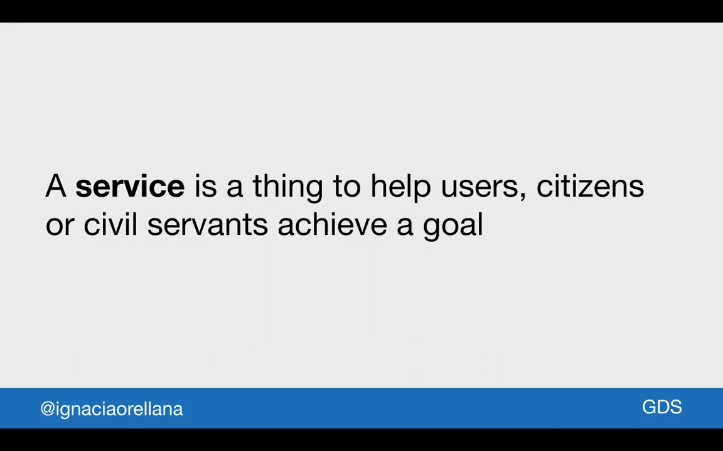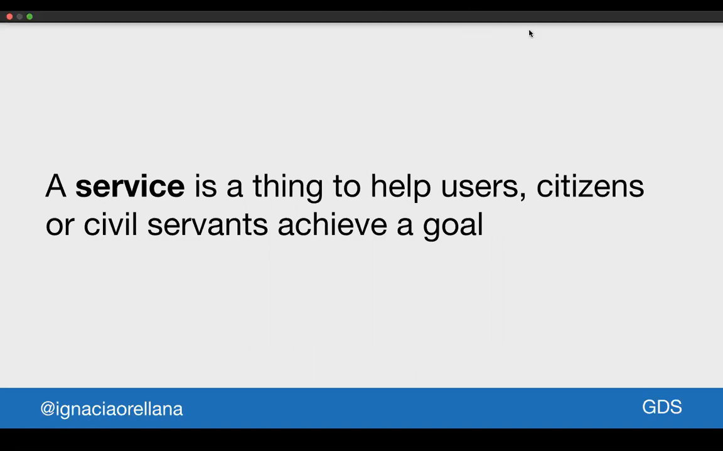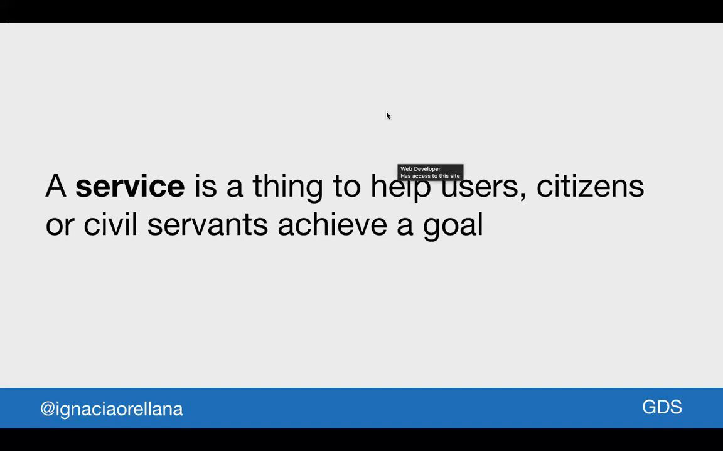So in government, when we say service, we mean a thing to help users, citizens, or civil servants to achieve a goal. We can't just build and provide products to our users. We need to support them in achieving their goal, which could be learning to drive, starting a business, or importing animals. And by users, we don't just mean citizens, but we also mean civil servants, designers and developers or product managers in government using the tools that we provide. We need to help them build better government services, and they are the main users of the design system.